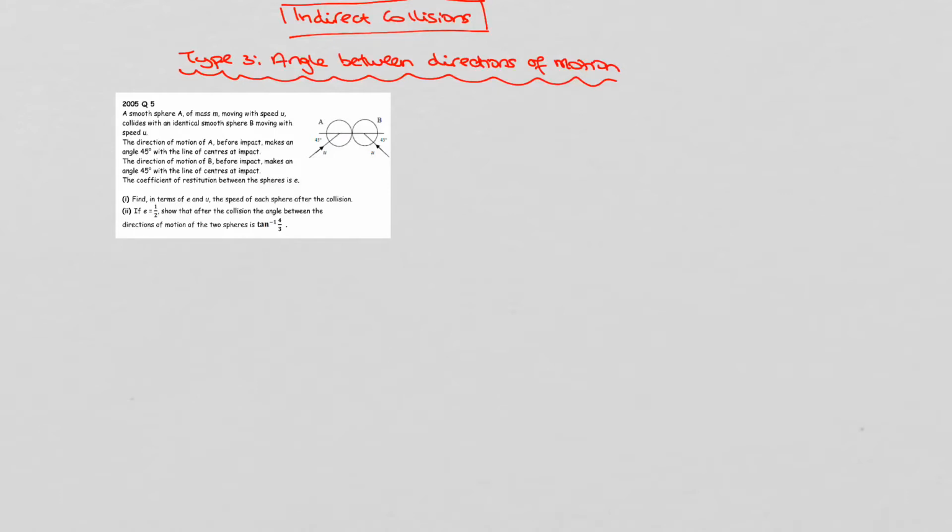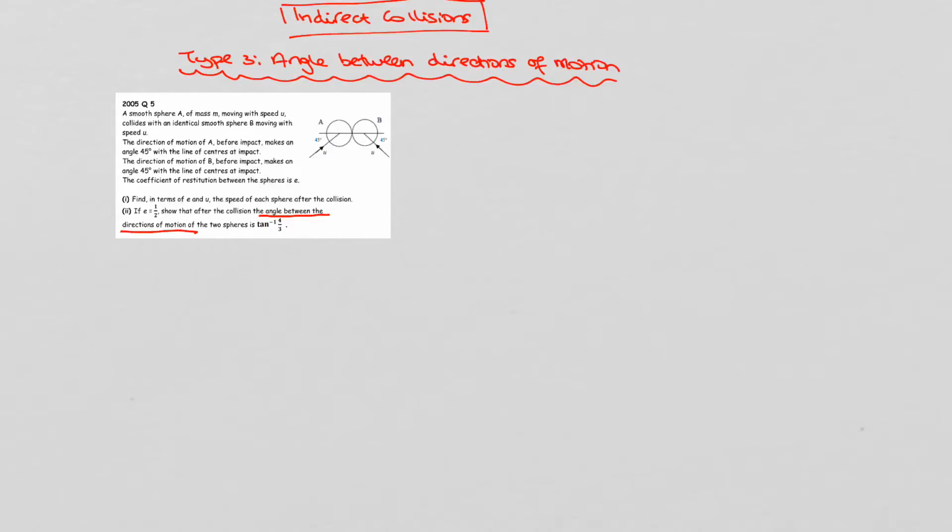So the same as before, we're going to set up our principle of conservation of momentum, Newton's experimental law of restitution, and then solve our simultaneous equations. And the second part of the question, which I'm interested in, is that it's asking us to show that after the collision, the angle between the directions of motion is given by tan inverse of 4/3.